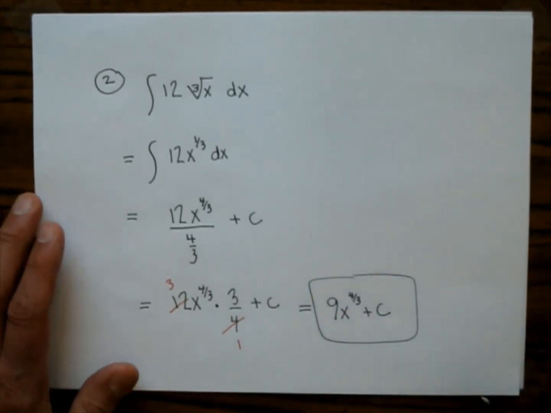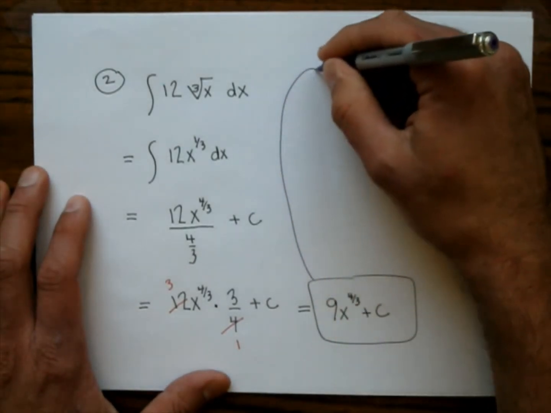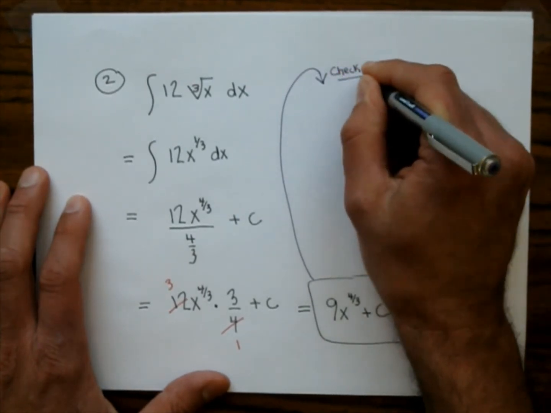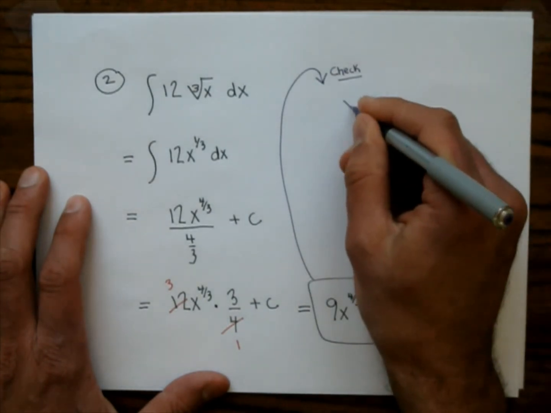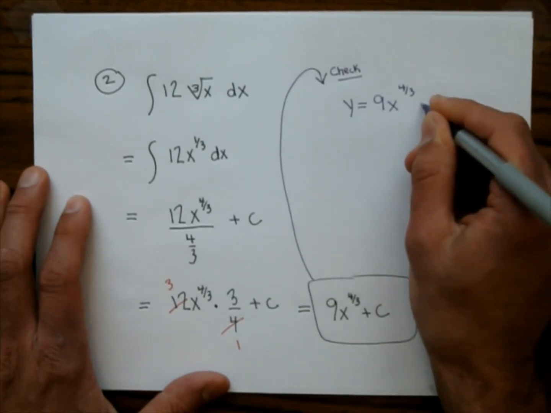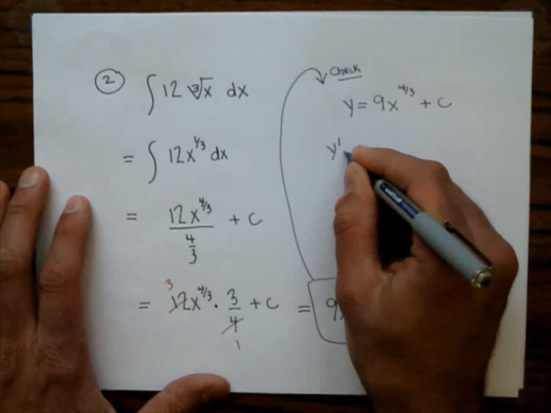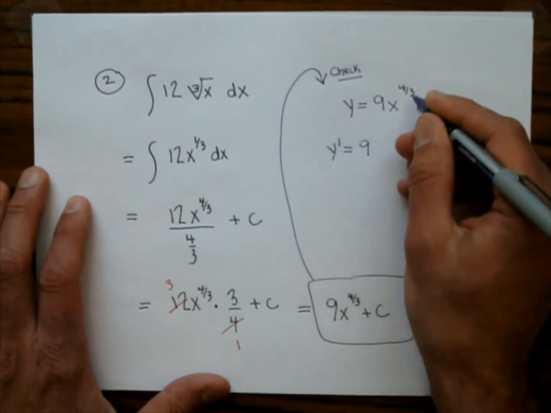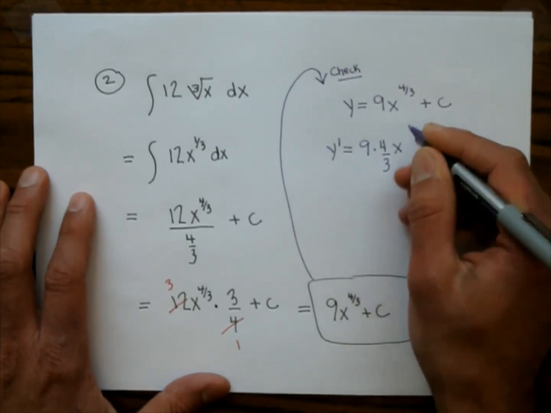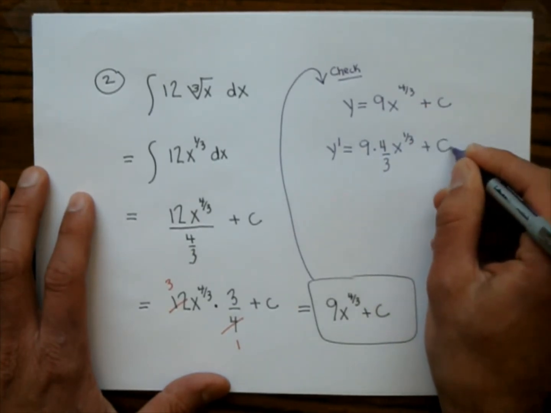And if you're kind of like, I don't know if that's the right answer, then go ahead and take the derivative. That's what I'm going to do. So your homework might tell you in some of the problems to check by taking the derivative. So we're going to check by taking the derivative. Let's just say that this is y equals 9x to the 4/3 plus c. So what I'm going to do here is y prime equals, I have the 9 there, the 4/3 jumps out front, 4/3 x to the, now I subtract 1, I get 1/3. This is going to be plus 0.